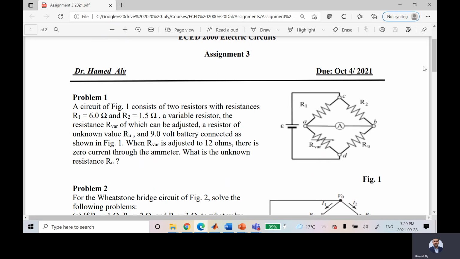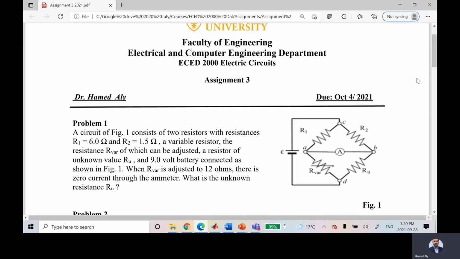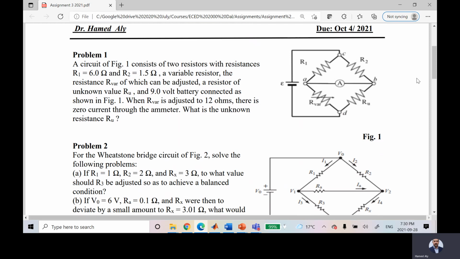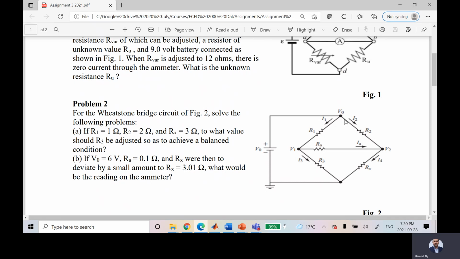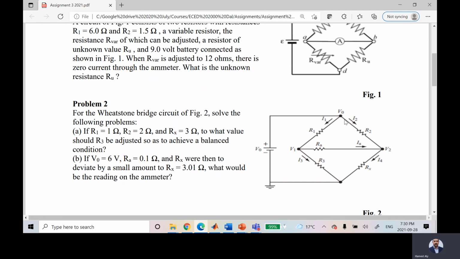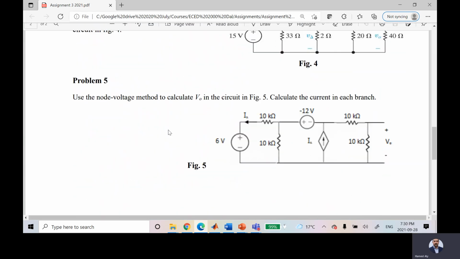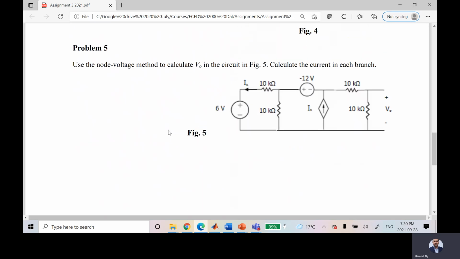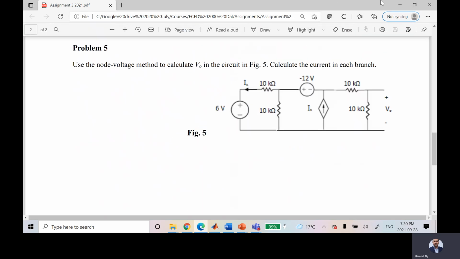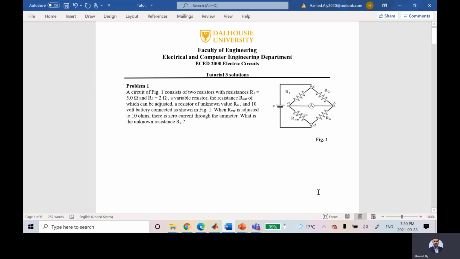Yes, this assignment. So for assignment number 3, we have two different problems at the beginning. This problem and this problem, both of them are talking about Wheatstone Bridge. Do you remember that? And we have problem 3, problem 4, problem 5. All of them are talking about node voltage methods. So let us solve the tutorial and see if you would like me to go over the assignment or the tutorial is enough, because the tutorial is talking about the same story.